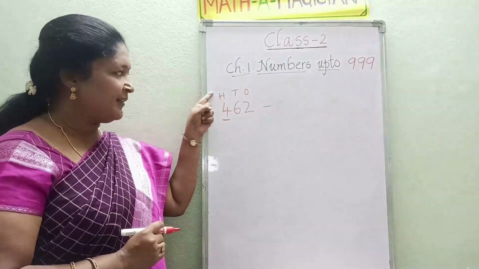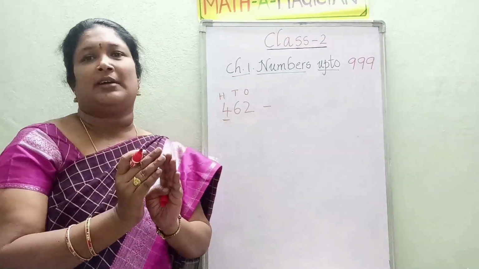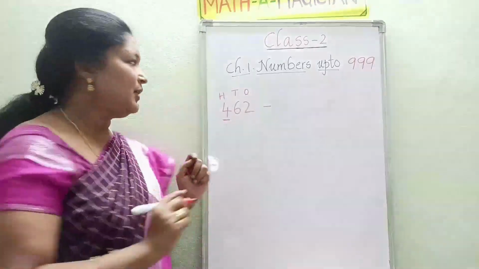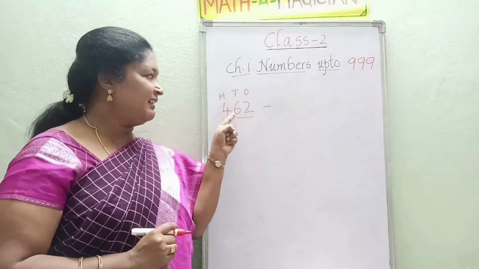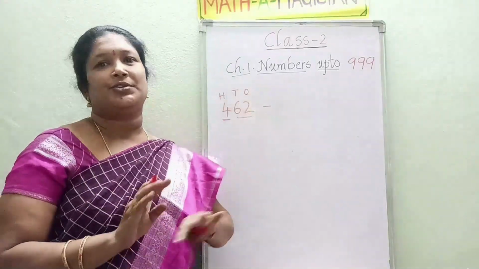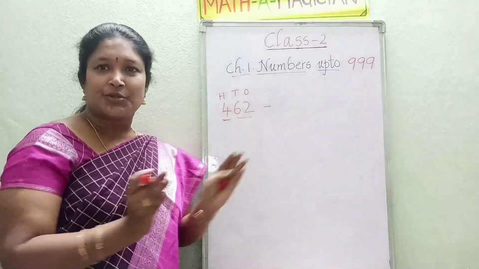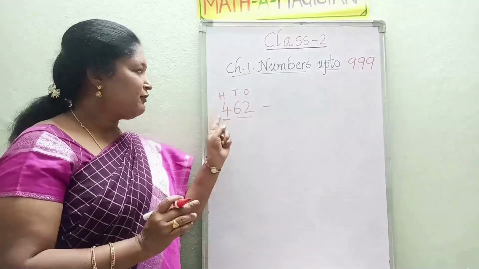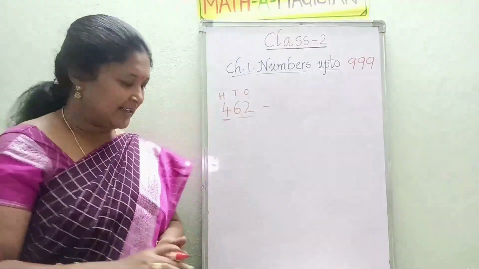So first read this hundreds place value. So 400, and the next one, tens and ones together you have to read out, like 62. You should not read like 6 tens, 2 ones. You should not read like that. 4 hundreds and tens and ones together 62. 462. You have to read like that.